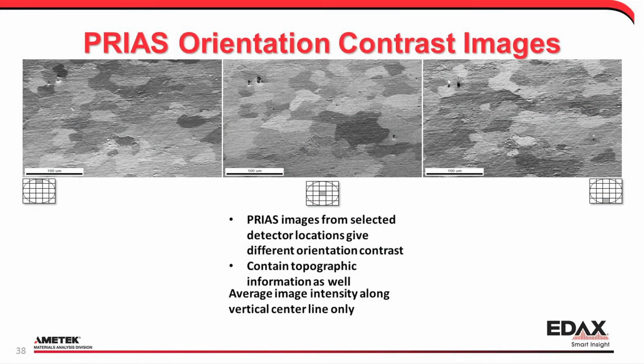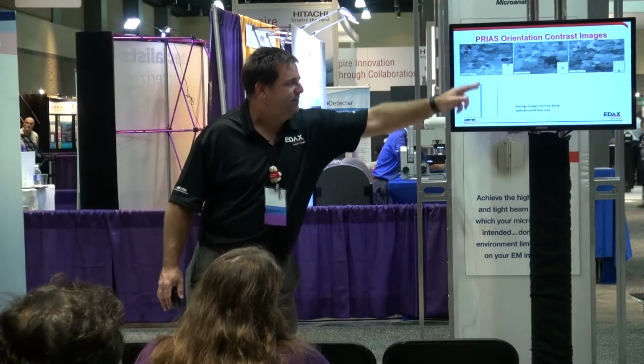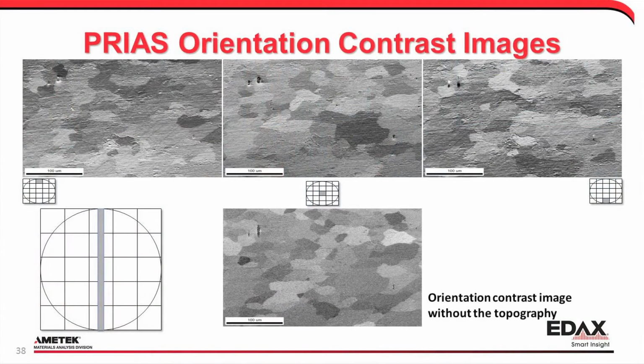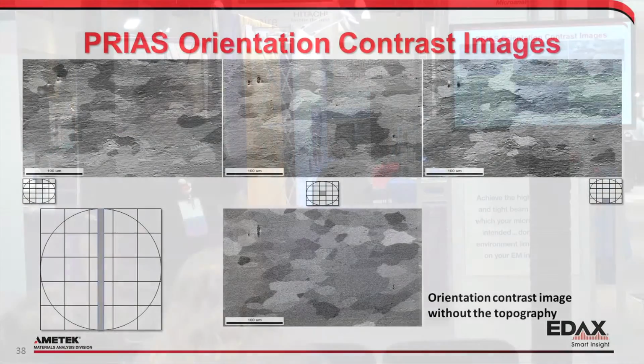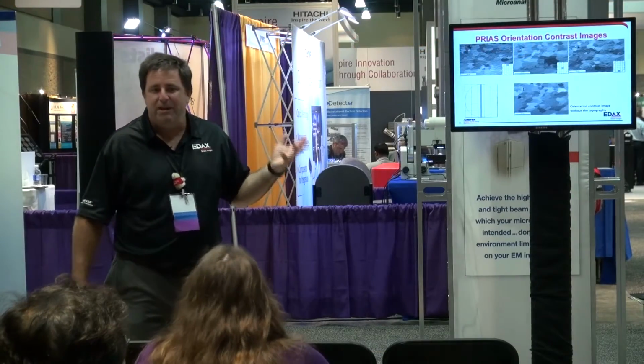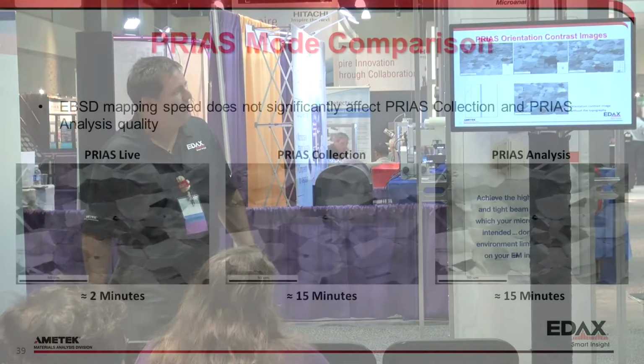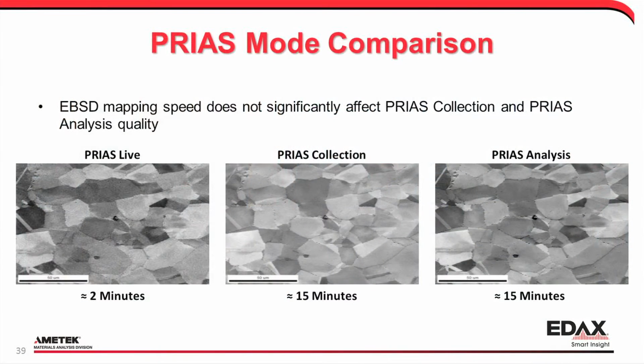So what we wanted to do is to say, can we just get the orientation contrast? So we selected just a thin strip down the middle, and you see we get a map with just the orientation contrast, and the topographical data was suppressed. So all right, we can mix and match and get the information that we want and put away what we don't want to show. This is just a comparison of all three modes.